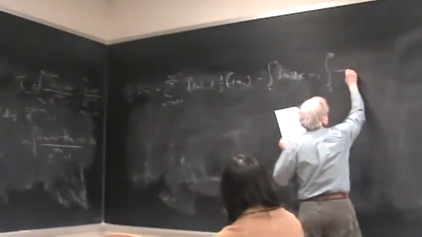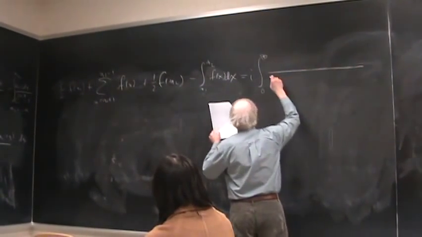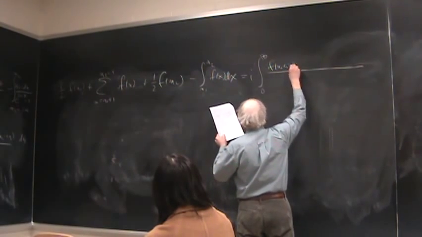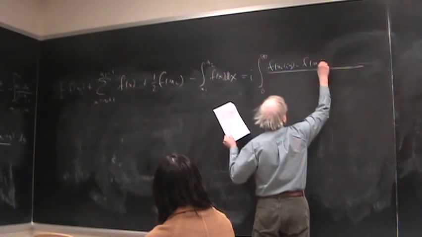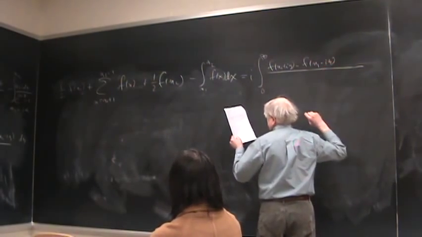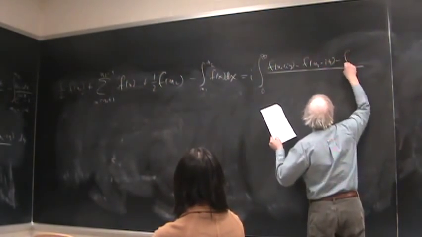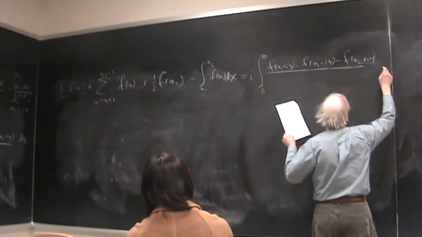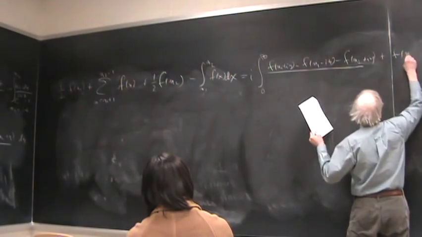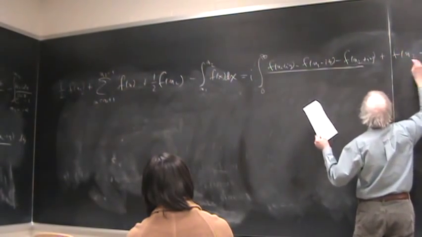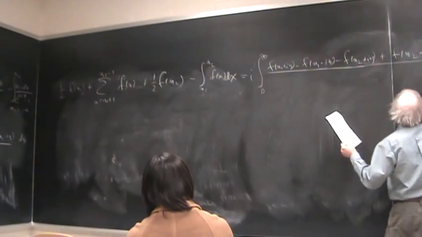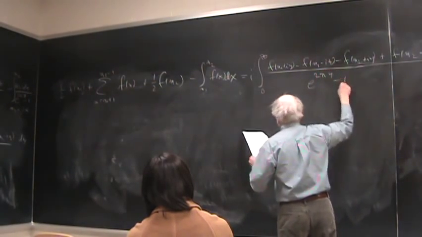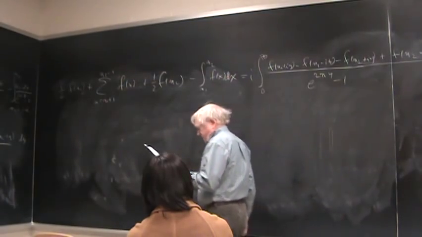And now we have a very big numerator. We have f of n1 plus iy minus f of n1 minus iy minus f of n2 plus iy plus f of n2 minus iy, dy over e to the 2 pi y minus 1. Okay, so that's the Abel-Plana formula.